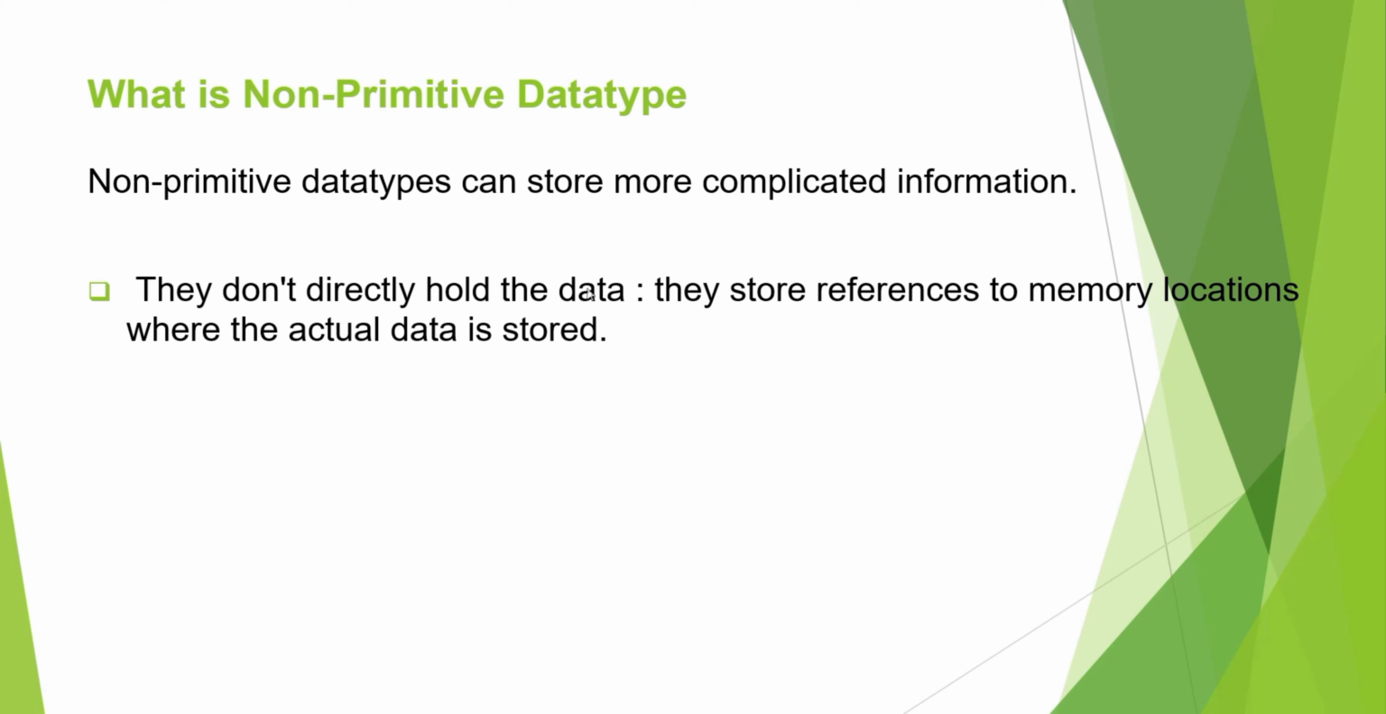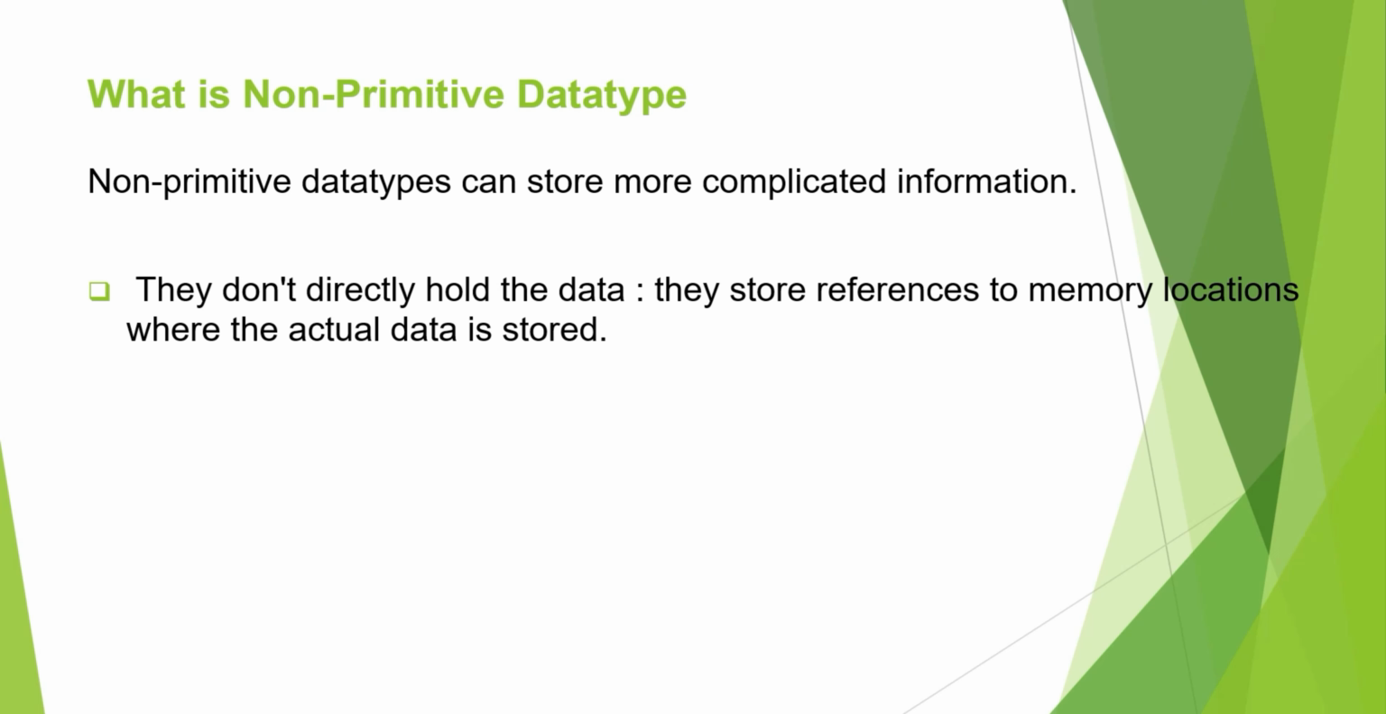Non-primitive data types can store more complicated information. It holds a reference of the data. It takes more memory. The size depends on the object structure. So these data types refer to objects, arrays and instances of classes. They don't directly hold the data, but instead they store a reference to the memory location where the actual data is stored.